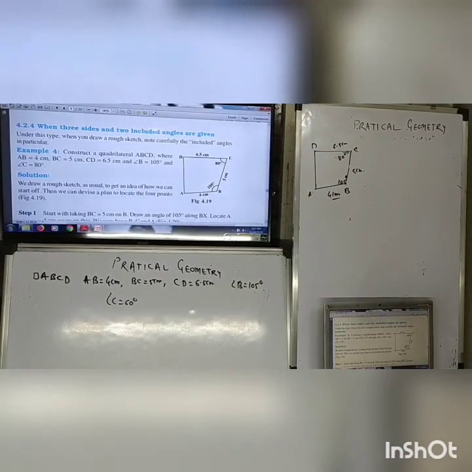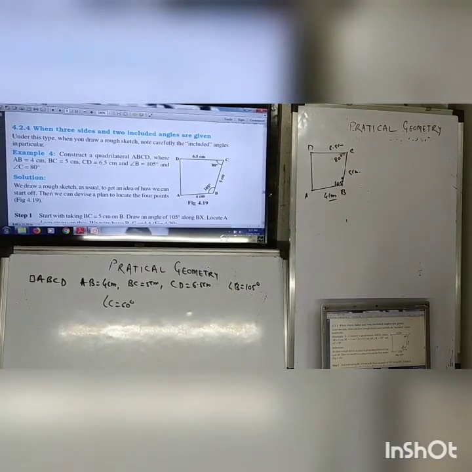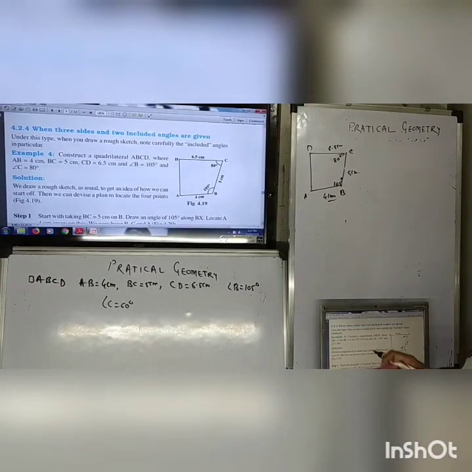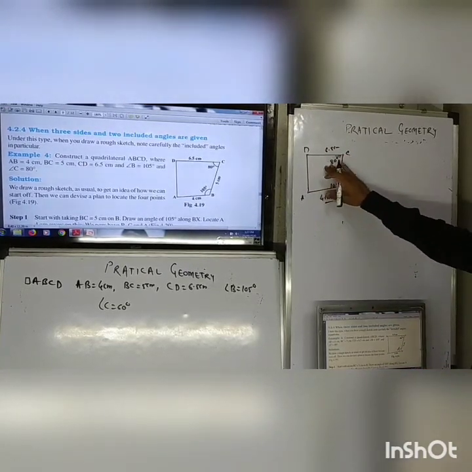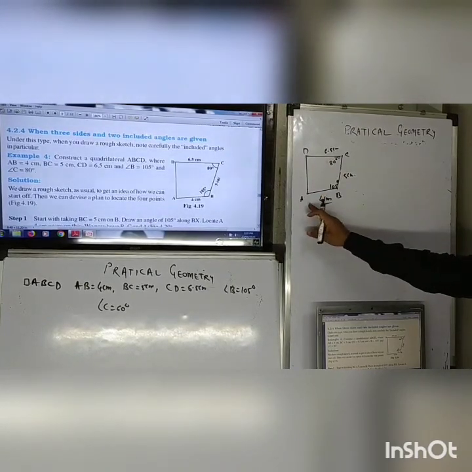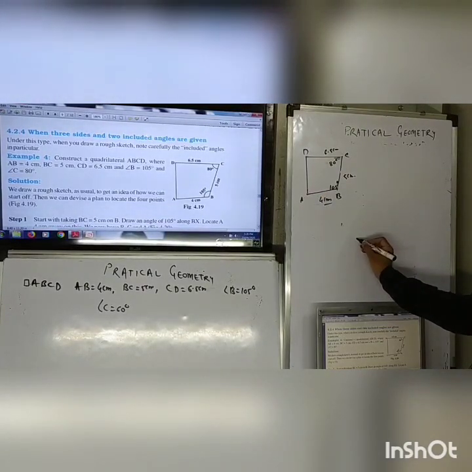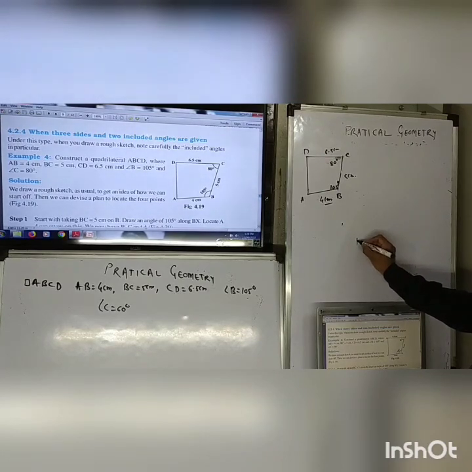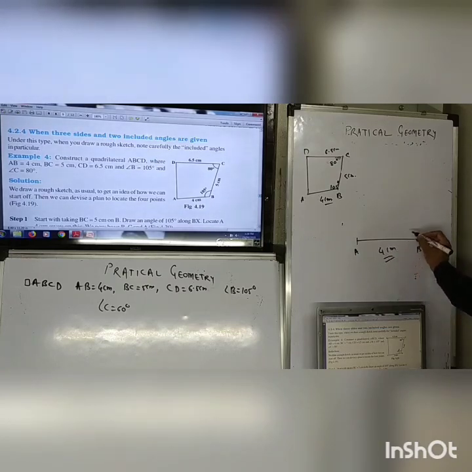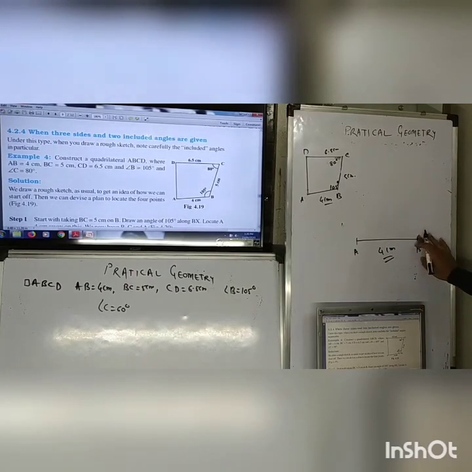Now construction of a quadrilateral when 3 sides and 2 included angles are given. Now we want to construct this quadrilateral ABCD having the given specification. First of all, construct the rough diagram. In this rough diagram, this AB is given 4 centimeter. First of all, construct AB equal to 4 centimeter. And add at B this angle ABC. This angle ABC is equal to 105 degree.